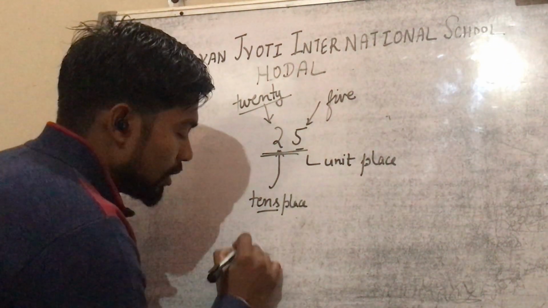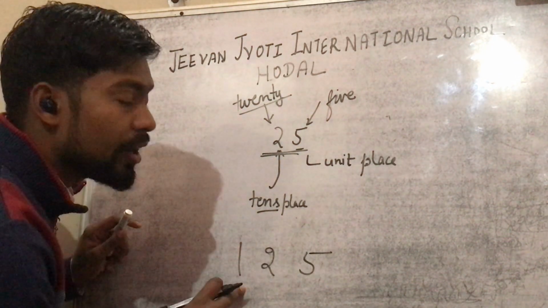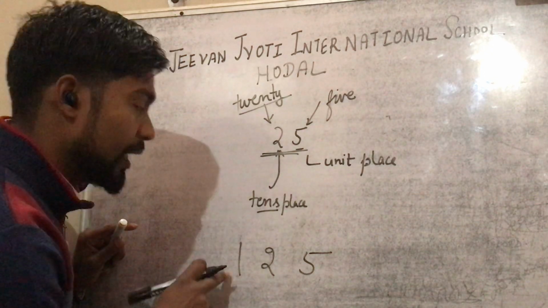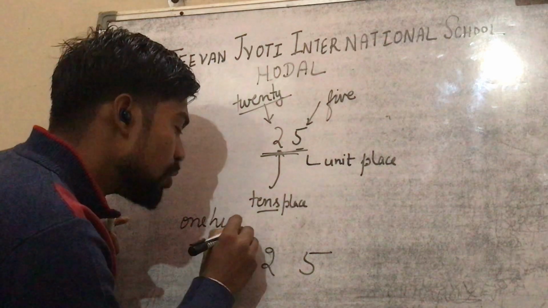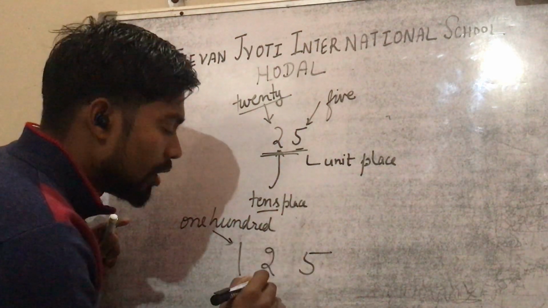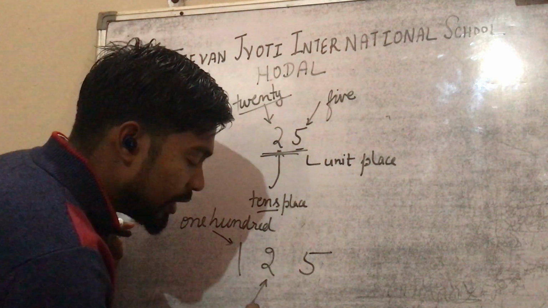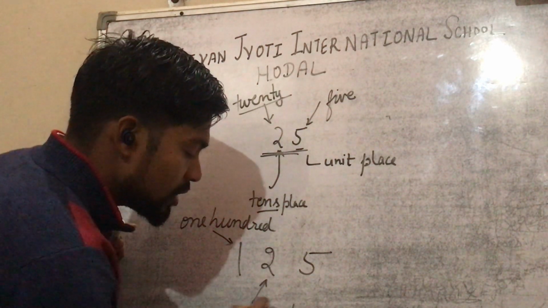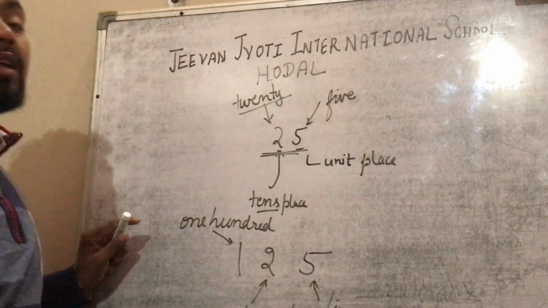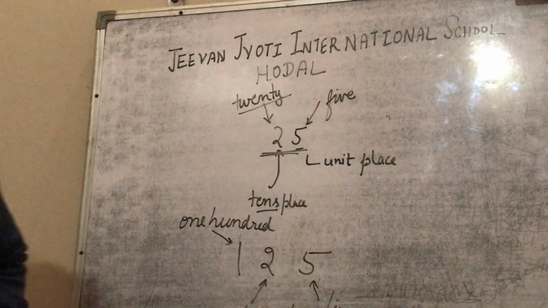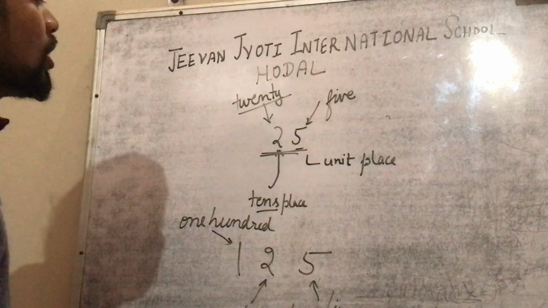If I write 125, we read it as 125. This is not 1, this is 100. What is this? 100. And this number is 20. So this is 20 and this is the number 5. What is this? This is the number 5. So if you can recall the numbers, we will move on to our multiplication part.